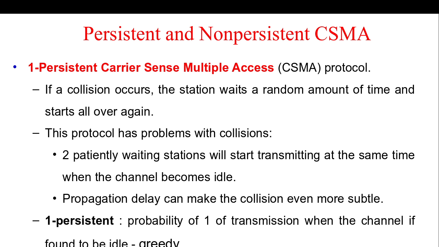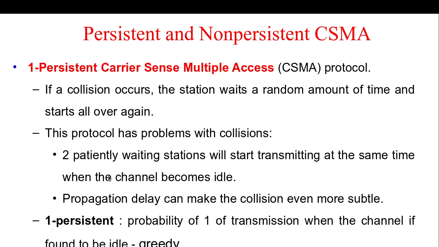Now, this protocol has problems with collisions. We'll see now why collisions can still occur. Imagine there are two stations willing to transmit. As they find that some other station is transmitting through the channel, they'll be patiently waiting until the channel becomes idle. And once the channel becomes idle, both of these stations will start transmitting at the same time. And this is the reason why their frames will collide again. If they continue, the collisions will also continue in the same way.